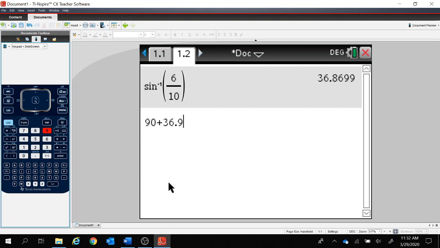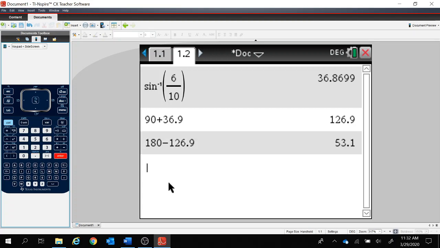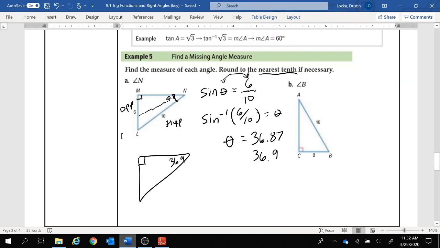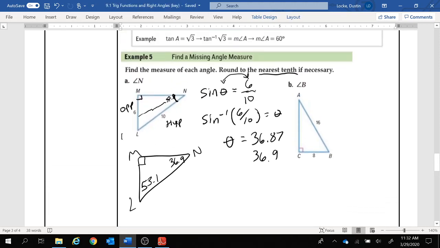36.9. Okay. And we're going to take 180 minus that to find what the remaining angle is to get our missing angle. So 53.1 is going to be the missing angle here. So angle L, right, because this is L and M, so that's 53.1, and now we've found all the missing angles, okay? All right, so let's go ahead and do one more together.